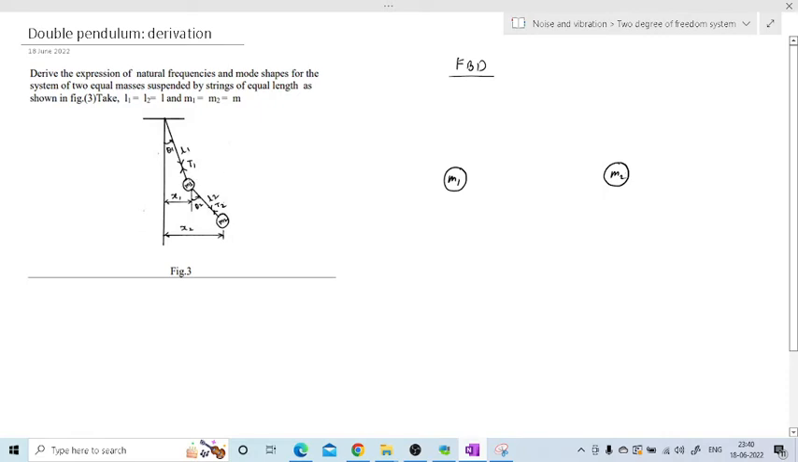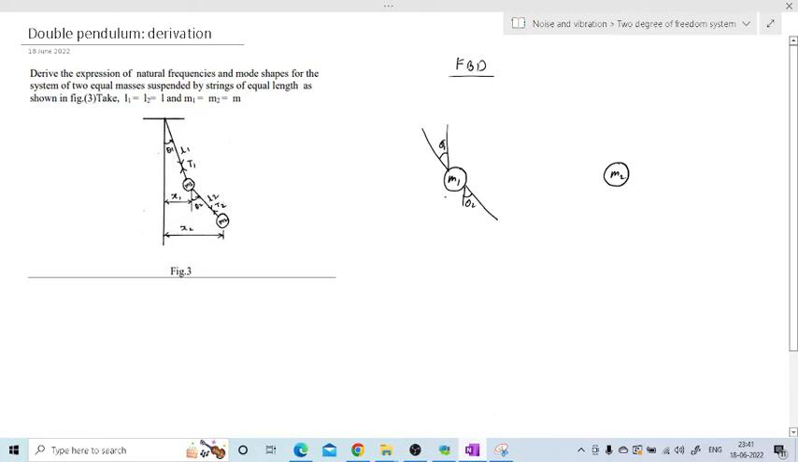So here on this mass 1 you can see there is one string. So this is the first string, and on the other side there is another string. Now the angle of this string with the vertical is theta 1. So with the vertical this angle is theta 1. Similarly with the vertical, for the second string the angle is theta 2. So this angle with the vertical is theta 2.